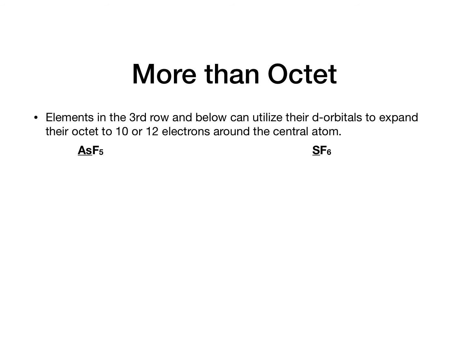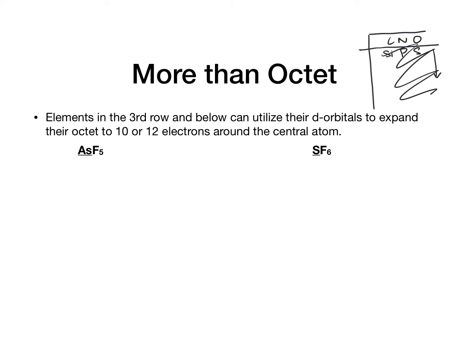So let's look at more than octet. Elements in the third row and below can utilize their d orbitals. If we look at the p block elements, where we have carbon, nitrogen, oxygen, silicon, phosphorus, sulfur, this is the third row and below, but we really only see it for phosphorus, sulfur, chlorine, arsenic, selenium. Anything in this part of the periodic table can expand their octet because they have access to d orbitals, and they can expand to 10 or 12 electrons.